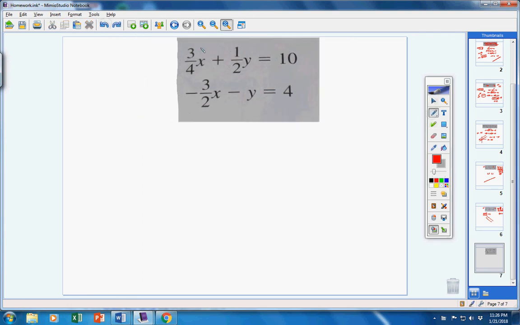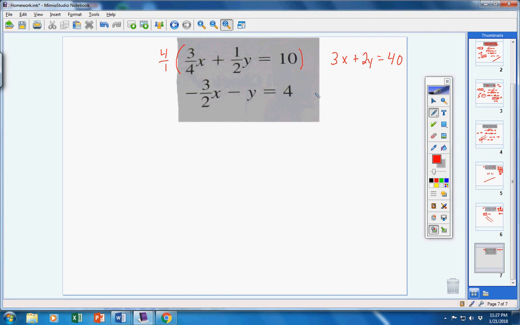Anyway, so in my top equation here, I have a denominator of 4 and 2. A common denominator for 4 and 2 is 4. So I'm going to multiply this entire equation up here by 4. Okay? 4 over 1 times 3 over 4. Your 4 is canceled, leaving you with 3x. Okay? 4 over 1 times 1 over 2. Your 2 would cancel into your 4 2 times. 2 times 1 is 2. So it would leave you with 2y. And then 4 times 10 is 40.